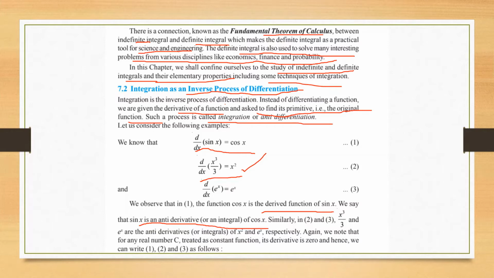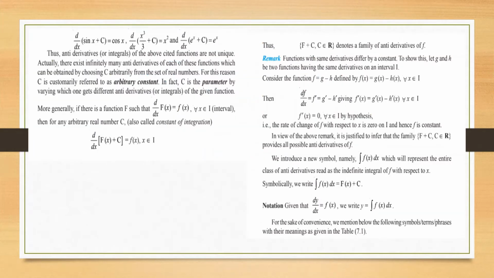Means if we want to cancel this, we want to take the antiderivative like this. So, what will be the antiderivative of this cos x? It will be your sin x. Similarly, for x square, it will be x cube by 3, and for e^x, it will be e raised to power x. And d/dx of sin x plus c.